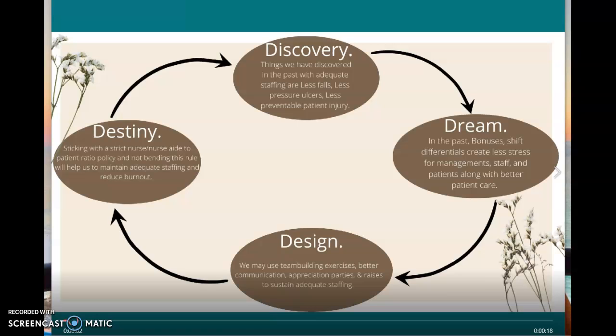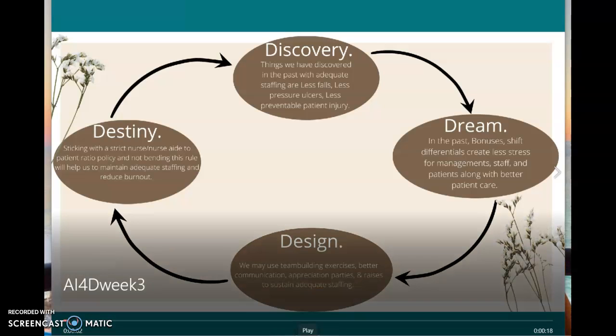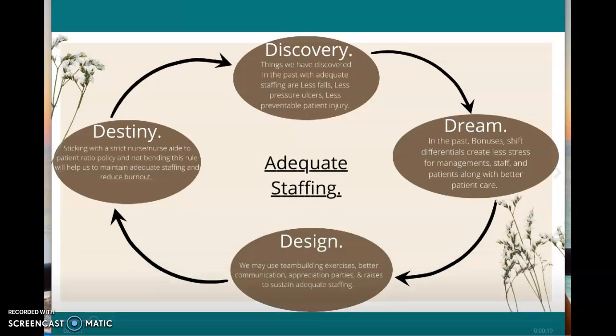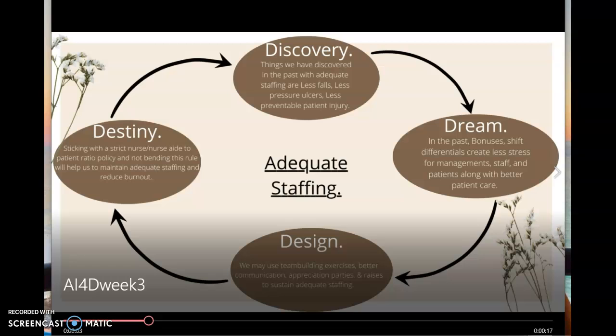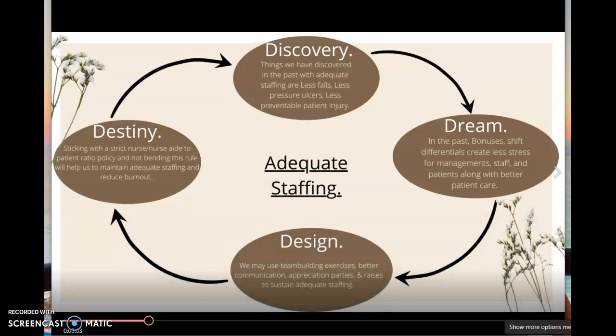For my little project here, I wanted to talk about adequate staffing in the nursing field. So in the discovery portion, things that we have discovered in the past with adequate staffing are things like less falls, less pressure ulcers, and less preventable patient injury.